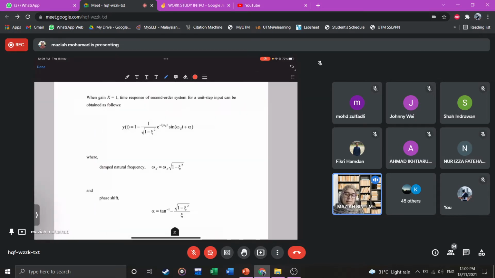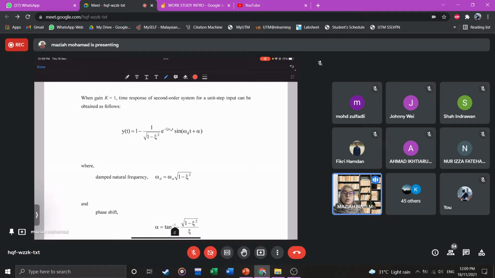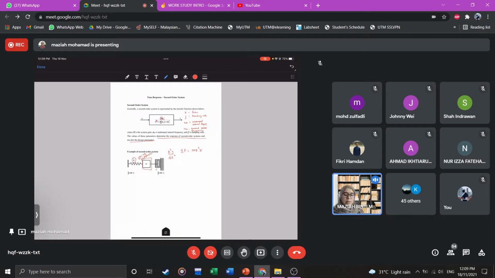Next, in order to get the time response equation, the procedure is the same. Let's say, for example, here we have a spring mass damper. Then we are going to write the ODE, we produce the ODE of this system, and then we do all the steps: Laplace transform and etc.